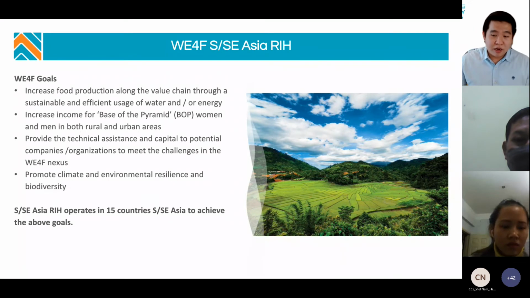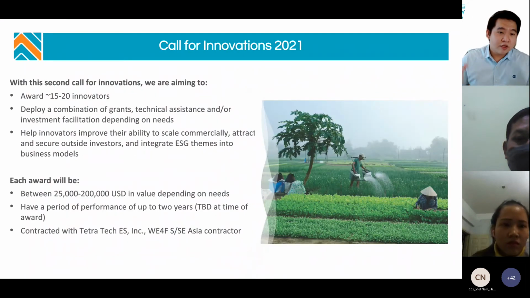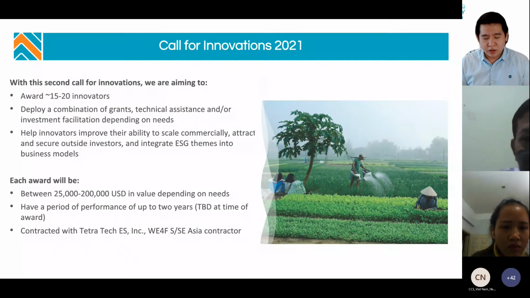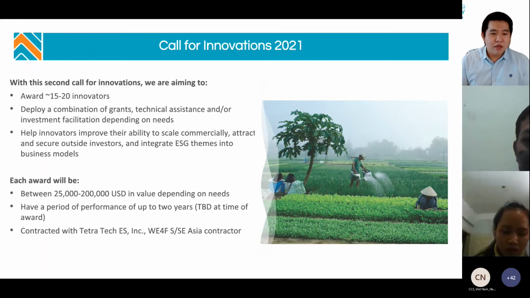Now, talking a bit about the call for innovation itself: in this call, we plan to award 15 to 20 innovators, but that doesn't guarantee that everyone is going to get the grant. Some of them will get TA as well. In fact, the technical assistance is the key support that we want to provide at the hub, and that's our key strength to support each of you.